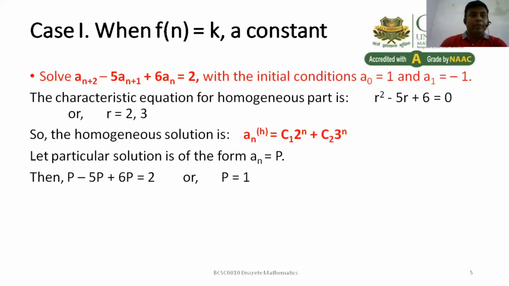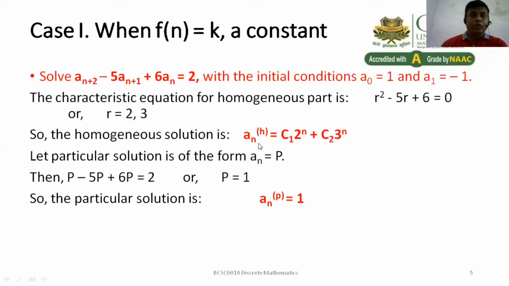So we can put the value of a_{n+2}, a_{n+1} and a_n in the given recurrence relation, and we will get p minus 5p plus 6p equals to 2. Therefore 2p equals to 2, and that means p equals to 1. So we have obtained the value of p here, and that is equals to 1. Therefore we have found that the particular solution will be a_n^p equals to 1, because we have assumed p as a solution and the value for p is 1.